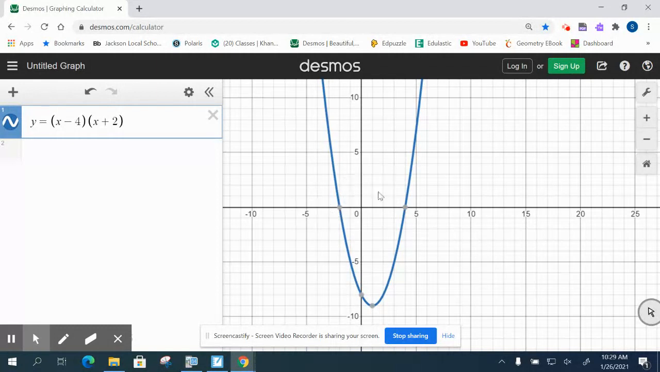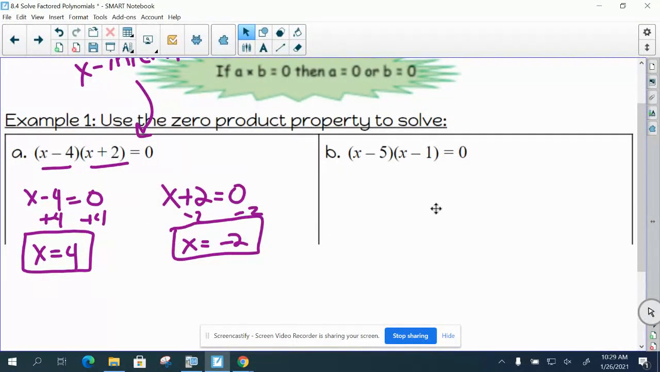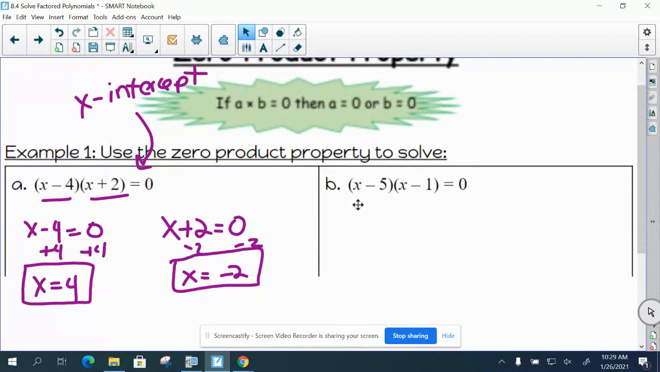Now, we are just doing this to look at the graph and look at what this means graphically. This is not how I want you to solve the equations. Okay, you can certainly check your answer that way, but that's not how you should solve them.